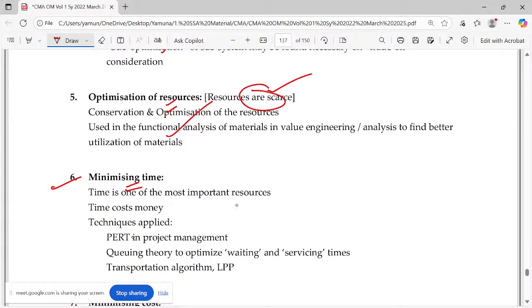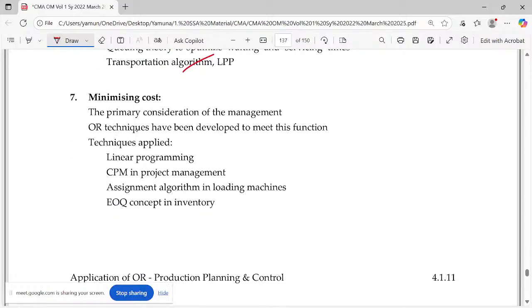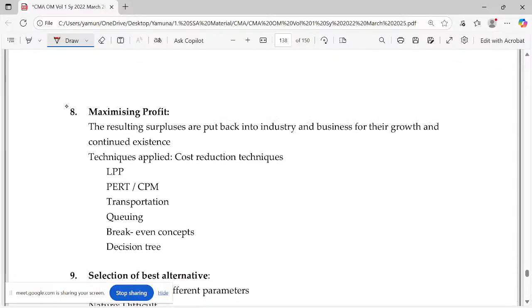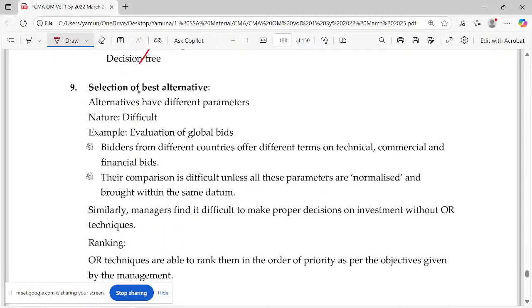So we may take the help of PERT, queuing theory, the transportation algorithm and other cases. Minimizing cost also matters, where we can use techniques like linear programming, critical path method, assignment algorithm in loading machines, EOQ concept in inventory and all. Then maximizing profit, we can talk about LPP, PERT, CPM, transportation, queuing theory, break-even concept, decision tree. Then we go for selection of the best alternative.